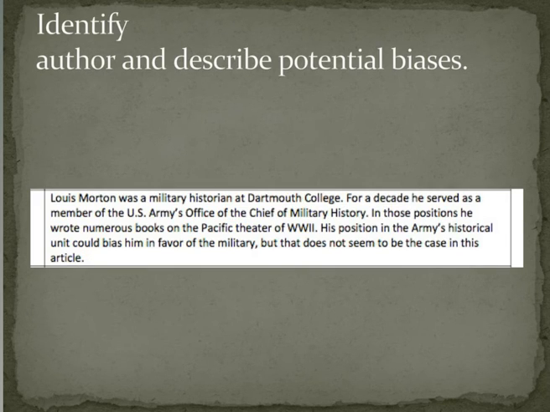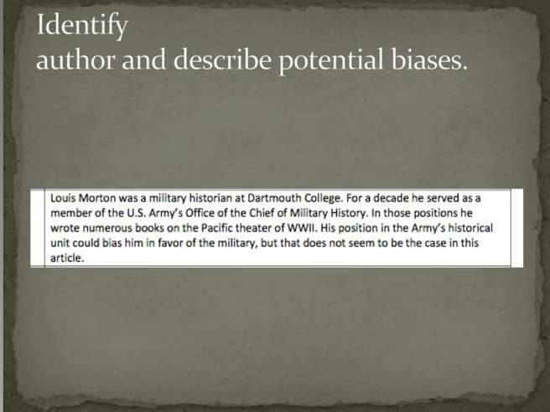Next, you're going to identify the author and describe their potential biases. So for this, yes, you may Google the author's name. You want to learn if they are a history professor. Do they work for the government? Are they a scientist? Are they a doctor? Where are they writing? What is their point of view? What is their experience before? So in this case, Lewis Morden, he's a military historian. Before that, he worked for the U.S. Army, right? So you want to get an idea.